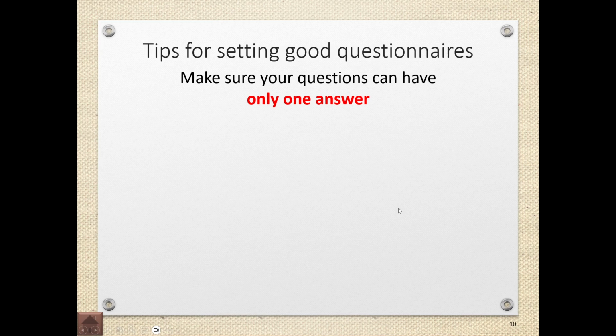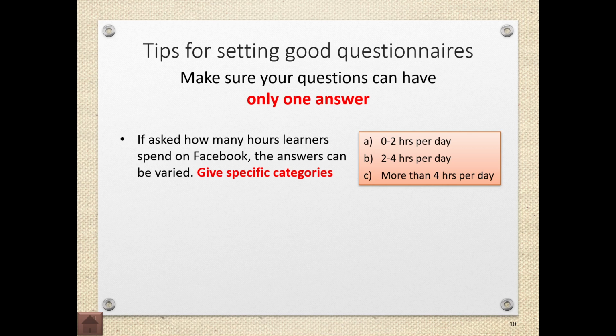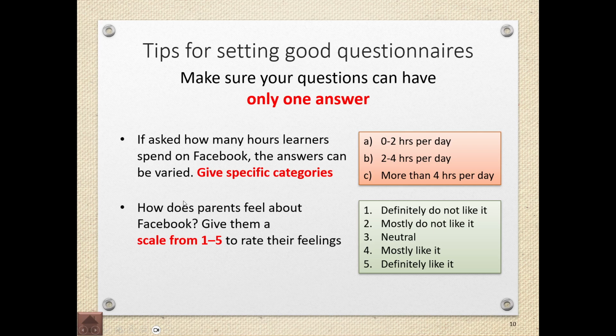Now, you want to make sure that your questions only have one answer. Here's an example. If asked how many hours learners spend on Facebook, the answers can be varied, but you give them specific categories. 0 to 2 hours, 2 to 4 hours, more than 4 hours. So they'll only select A, B, or C. How do parents feel about Facebook? Give them a scale from 1 to 5, right? So while they can still choose, you are giving them specific items to choose from.